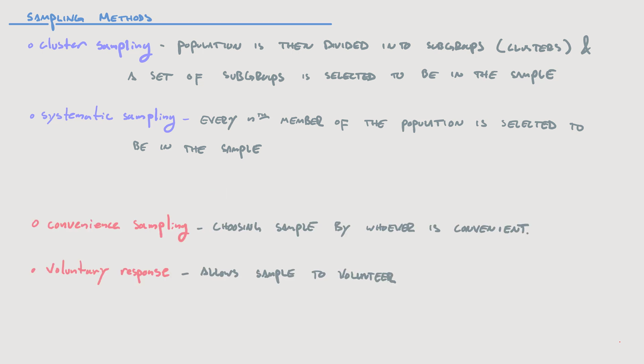And then there's 2 not-so-great methods of sampling. The first is convenience sampling, which is when you choose a sample based on whoever's convenient. So maybe you just survey immediate family members and friends who might all have the same kind of opinions that you do. And then there's voluntary response, which is when you allow the sample to volunteer. And oftentimes people who are willing to volunteer for stuff like that have a certain mindset. And so you're introducing some kind of bias into the sample that you're collecting.